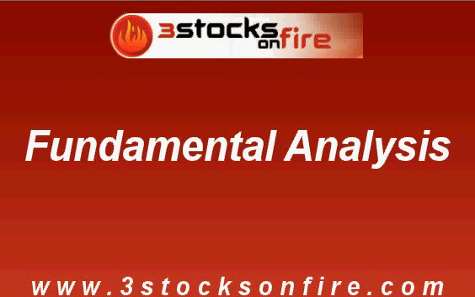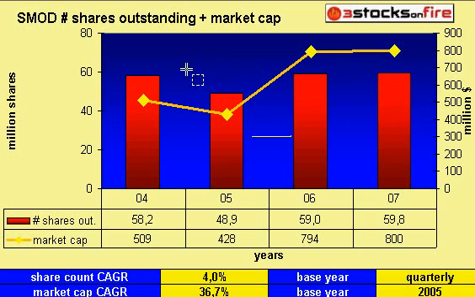So, fundamental analysis. This is the share count since 2004, and now we have about 59.8 million shares outstanding, so the market cap is $800 million. I calculated the increase in share count from the previous quarter and then extrapolated it to a full year and got a share count compound annual growth rate of 4%. So the dilution factor for my model, that's the first estimate I need to make, will be 1.04.